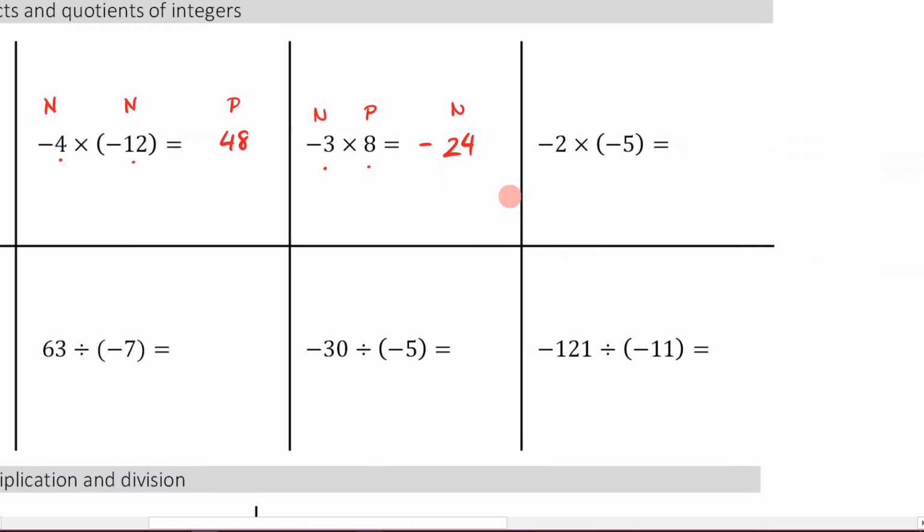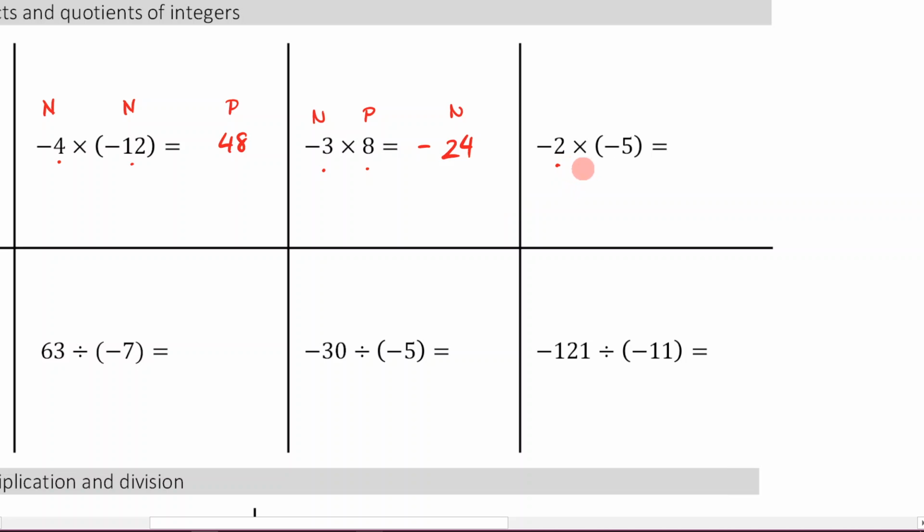Let's come to this one right here. What is 2 times 5? Well, that's 10. Now, if this is negative and this is negative, this is going to be positive. So I just leave it like that. I don't put a negative sign in front of it.